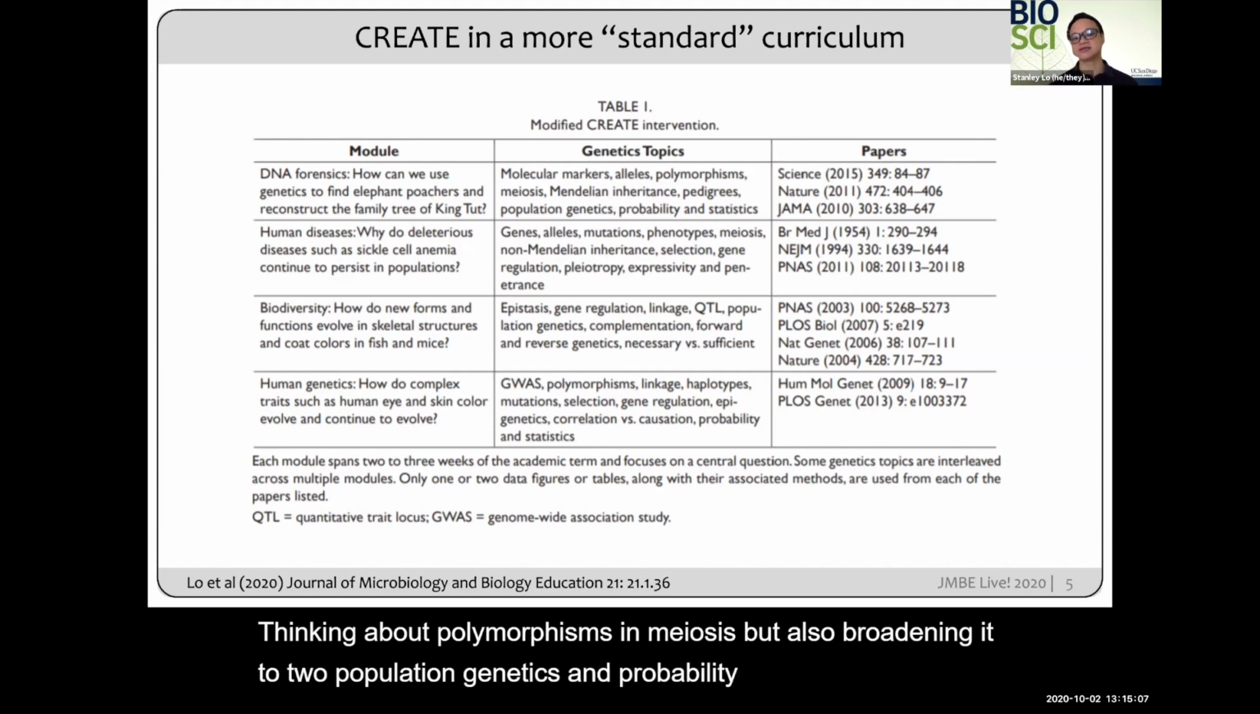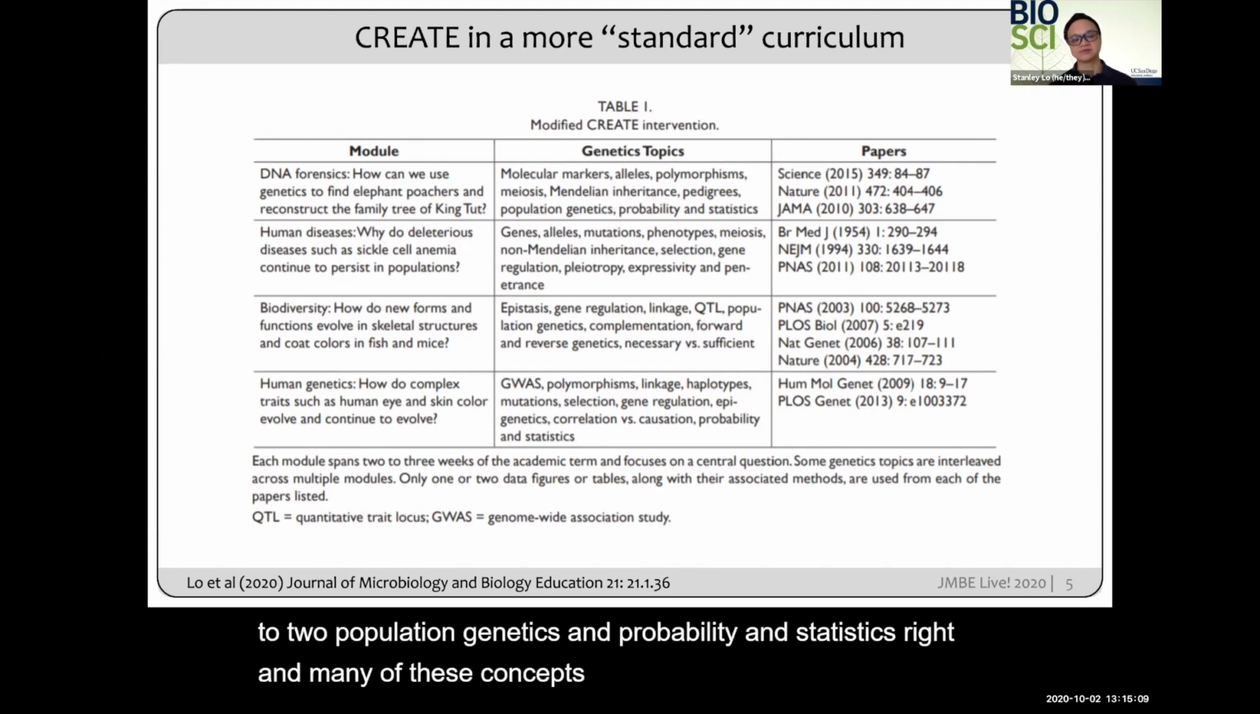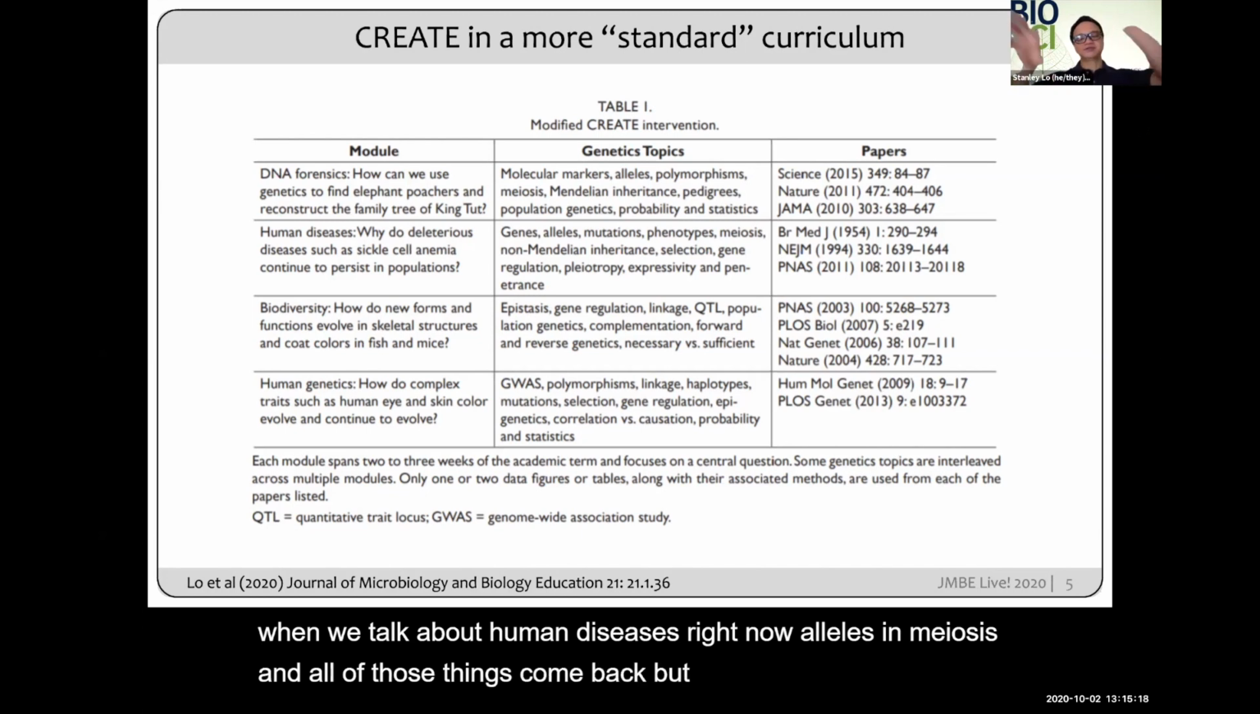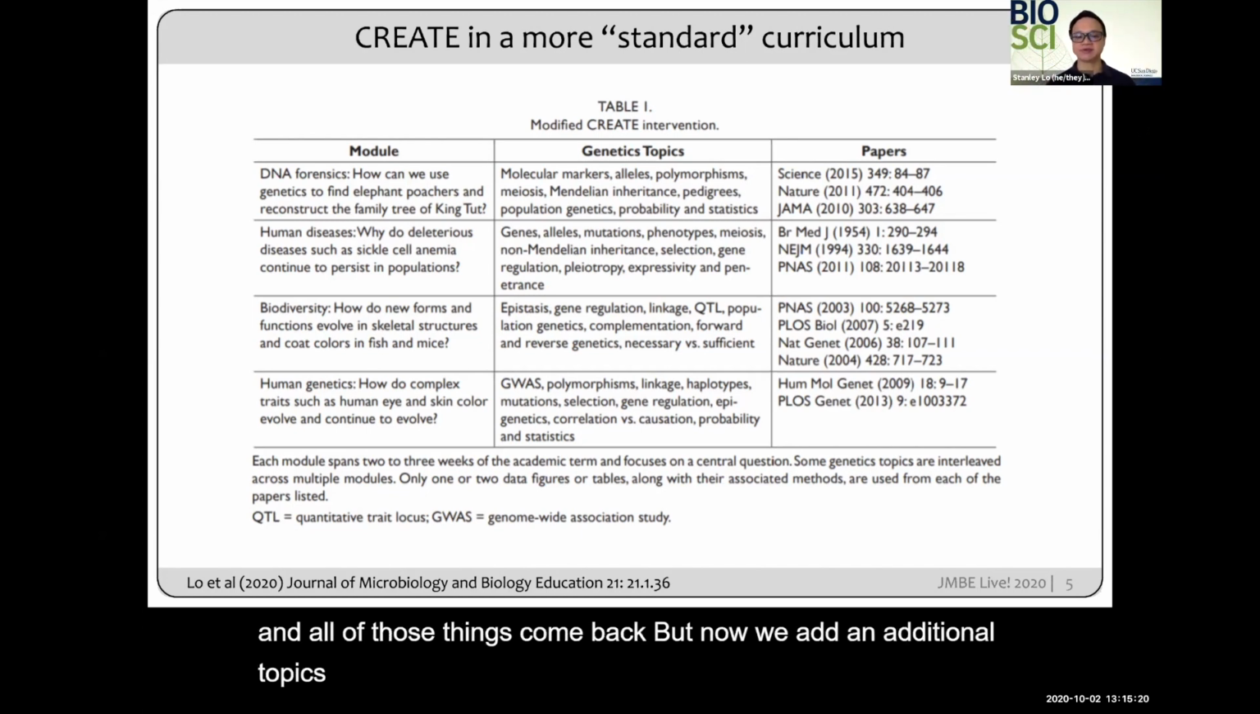And many of these concepts then come back again, because when we talk about human diseases right now, alleles and meiosis and all of those things come back, but now we add on additional topics or branch out to additional topics as we go through those 4 iterations.